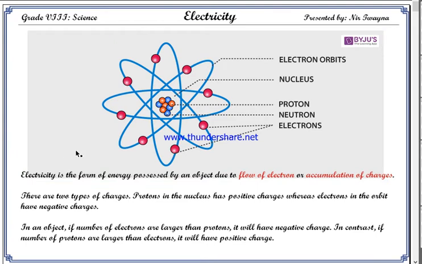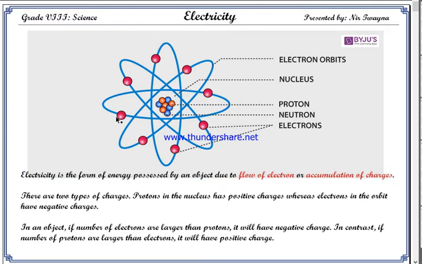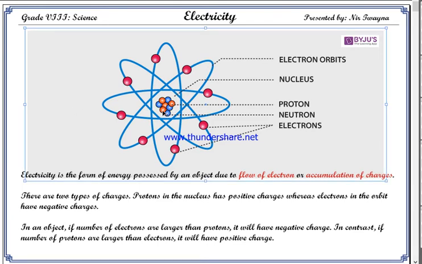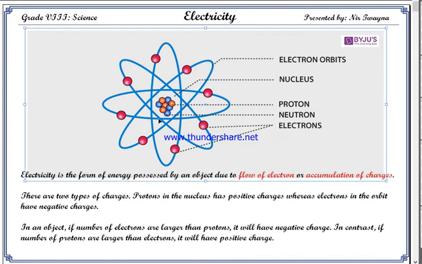By some means, you can transfer electrons from one atom to another atom, or from one object to another object. In such a case, the object which loses electrons will have a larger number of protons. Are you getting me or not? As a result, overall, that object will have positive charge. Got it?